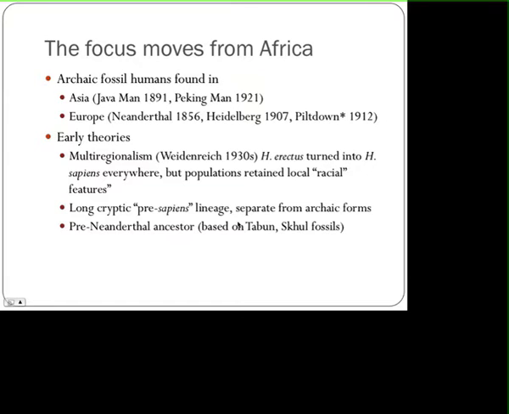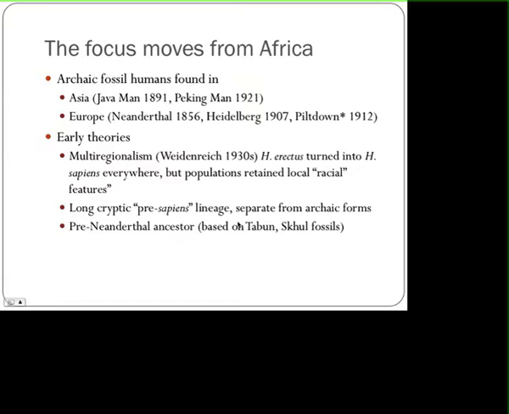And there were some early theories floating around. A guy called Weidenreich in the 1930s said that Homo erectus, the predecessor species, turned into Homo sapiens everywhere, but populations retained local racial features. Another view was that all those fossils, primitive people like Homo erectus and Neanderthals, were irrelevant, because we humans had been a separate, pristine, honourable lineage going back long periods of time into the distant past, and the fossils were just a distraction. This long pre-sapiens lineage was cryptic, separate from all those archaic forms.